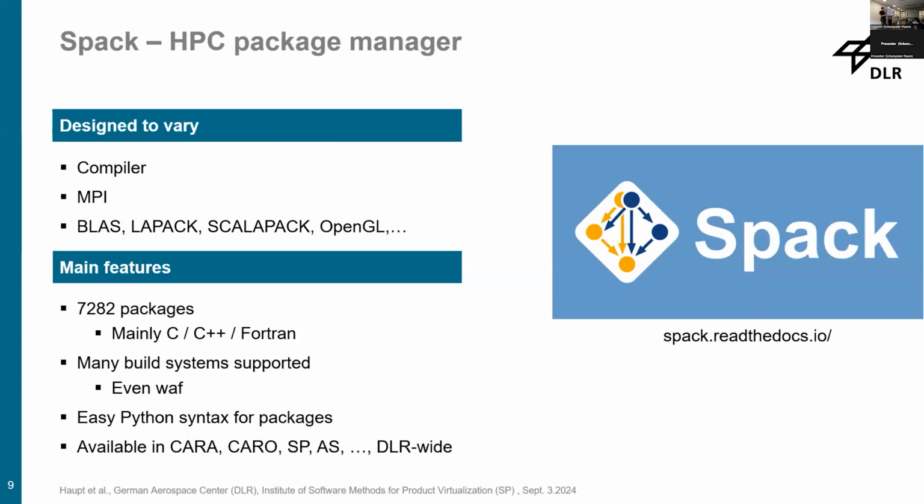In order to do all the stuff, we went with the software called Spack. It's designed to have different compilers available for the software, using different MPI, different BLAS versions or LAPACK versions. Right now, it has around 7,300 packages already done. So they are all available in the main repo. It supports a lot of build systems, even rarely distributed ones like WAF. The syntax is Python style, and it's DLR-wide available already.